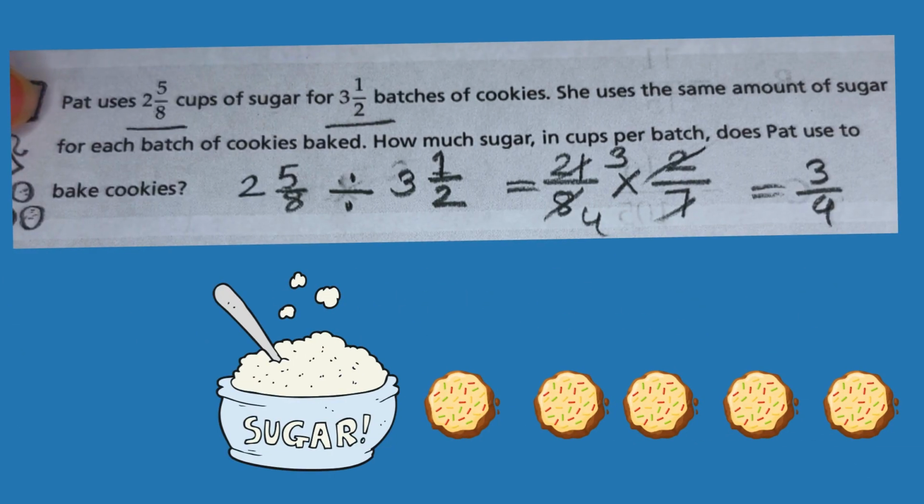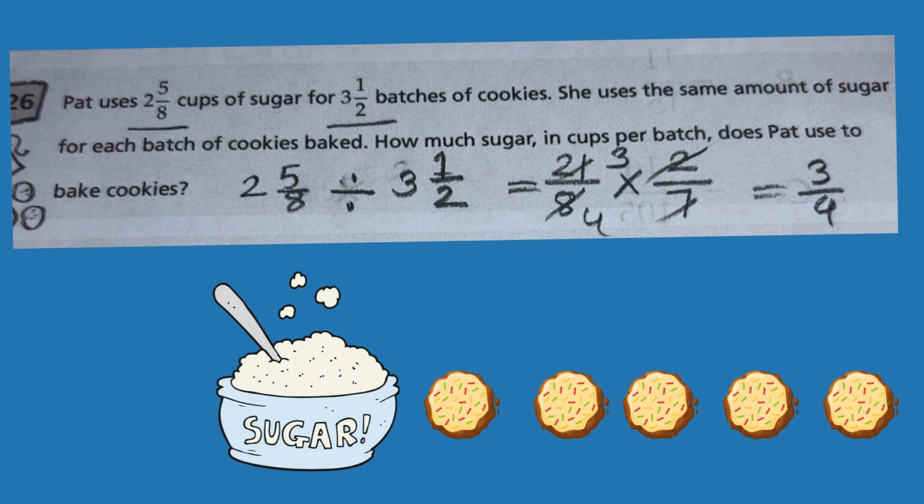Question number 26. Pat uses 2 and 5/8 cups of sugar for 3.5 batches of cookies. She uses the same amount of sugar for each batch of cookies baked. How much sugar in cups per batch does Pat use to bake cookies? This is a proportion, guys. So we know that we divide, so we'll get 3/4. That is the amount of sugar Pat uses to bake cookies in cups per batch.